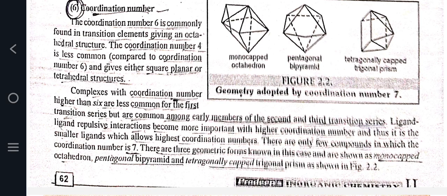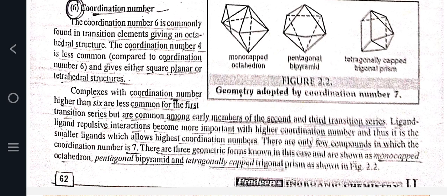Coordination number. The coordination number 6 is commonly found in transition elements, giving an octahedral structure. The coordination number 4 is less common compared to coordination number 6, giving either square planar or tetrahedral structures. Complexes with coordination number higher than 6 are less common for the first transition series but are common among early members of the second and third transition series. Ligand repulsion interactions become more important with higher coordination number, and thus it is the smaller ligands which allow the highest coordination numbers.